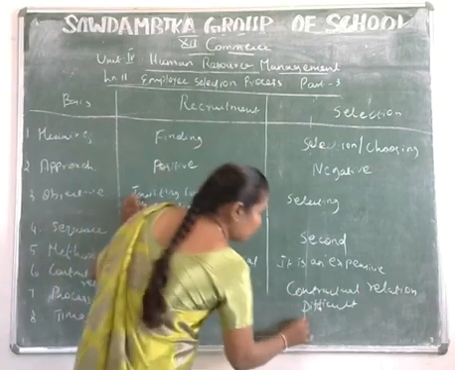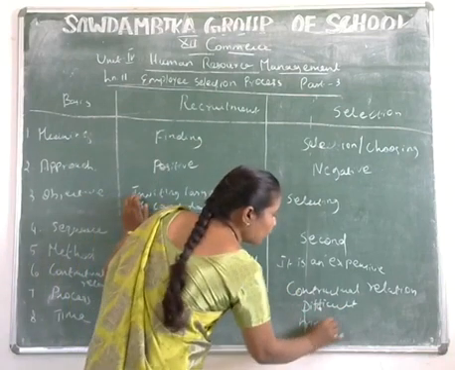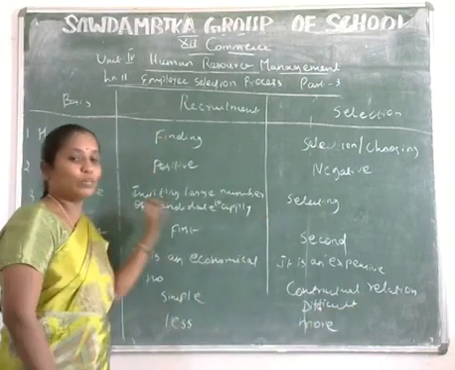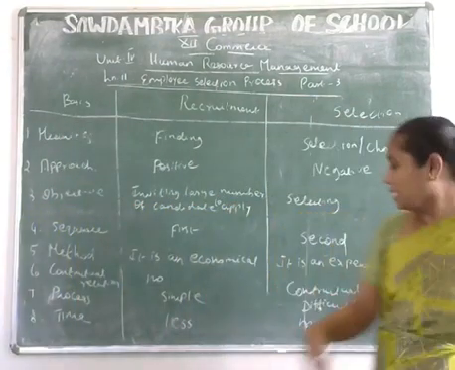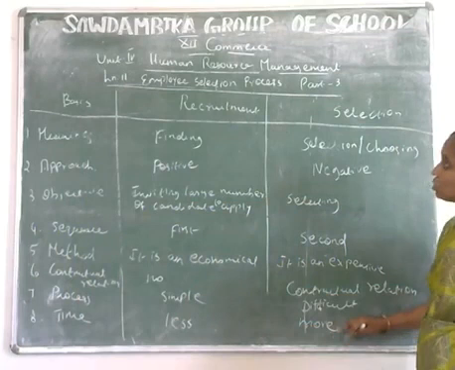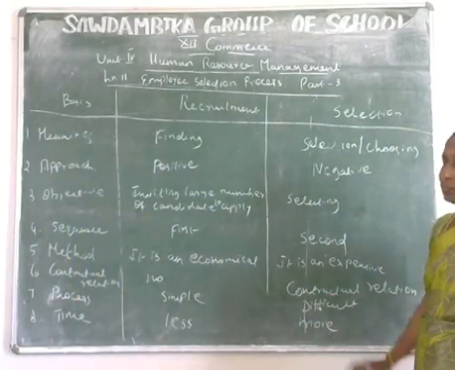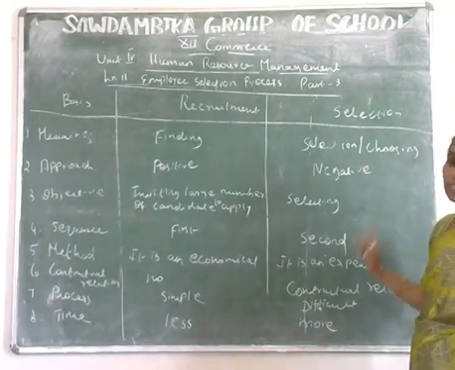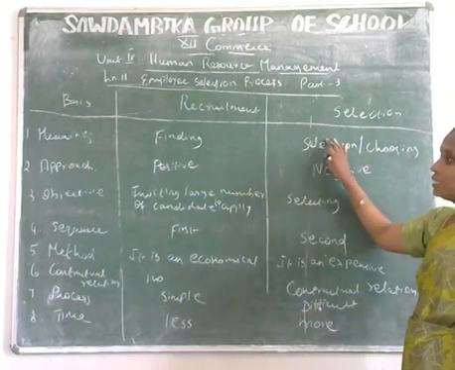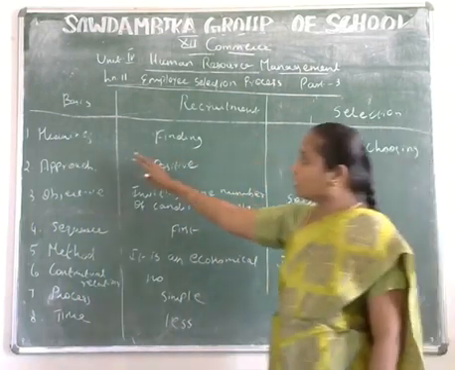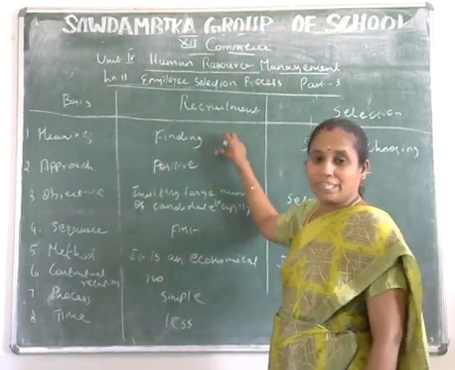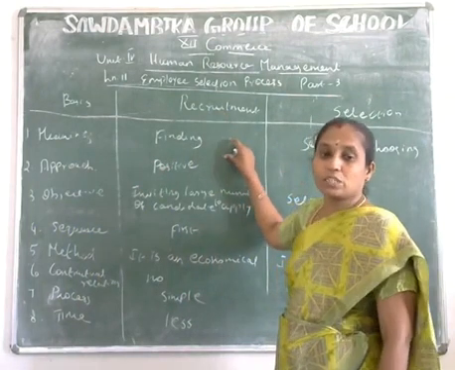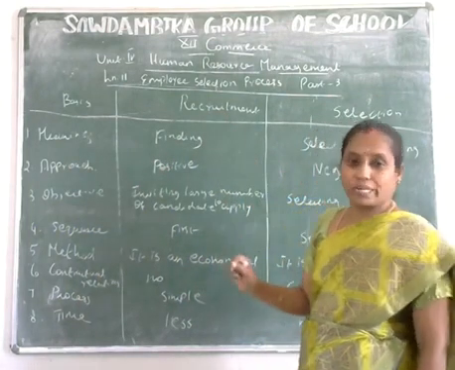Whereas selection requires more time to find and select the candidates, and there are many steps followed in the selection of employees. So these are the differences between recruitment and selection. The first one is meaning. What is meant by recruitment? Recruitment means finding suitable candidates for the various posts in the organization.